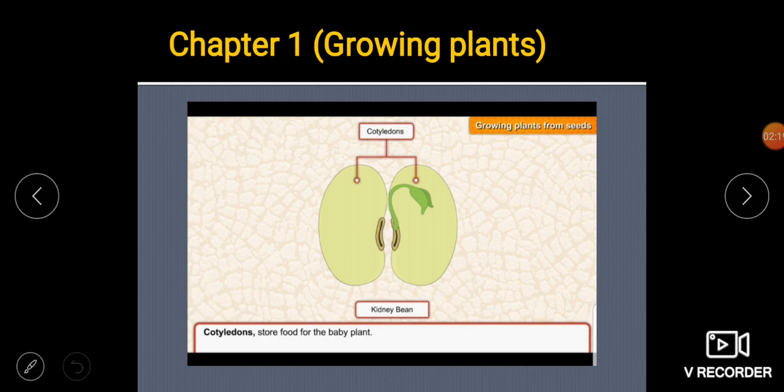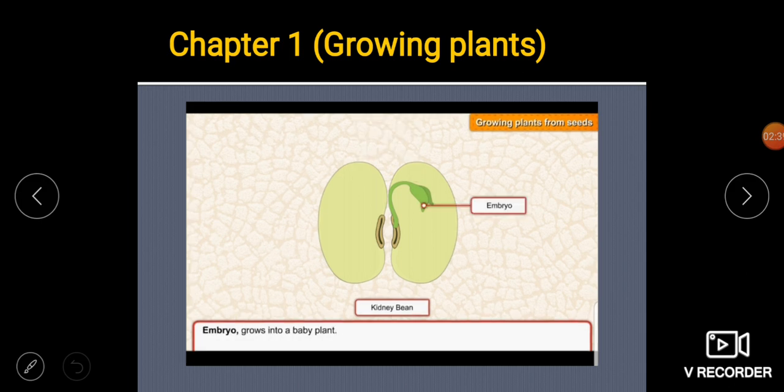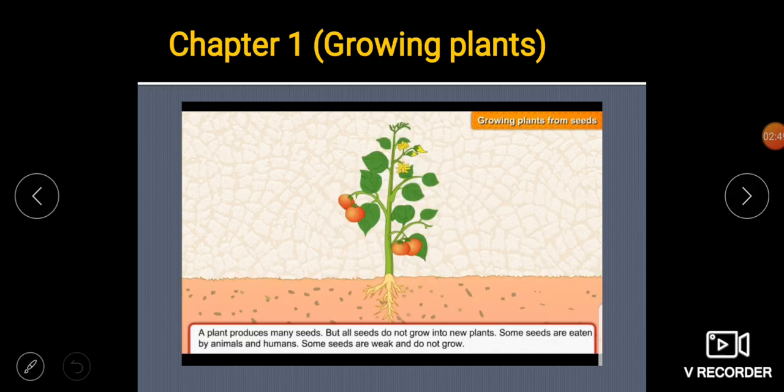There are two types of seeds on the basis of the number of cotyledons. Few seeds have just one cotyledon. We call them monocot, for example, rice. Second, dicot, for example, kidney bean. There are two cotyledons. Next part of the seed is the embryo. You can see in the picture. The function of the embryo is that it grows into the baby plant.